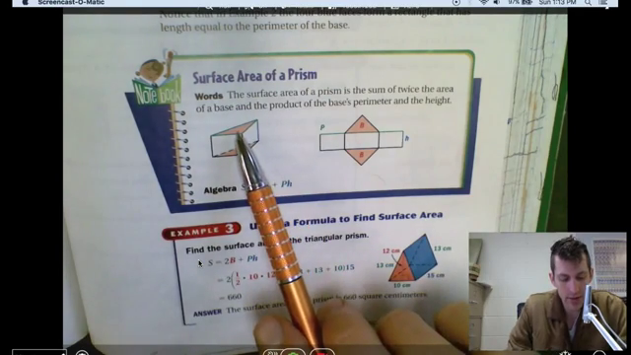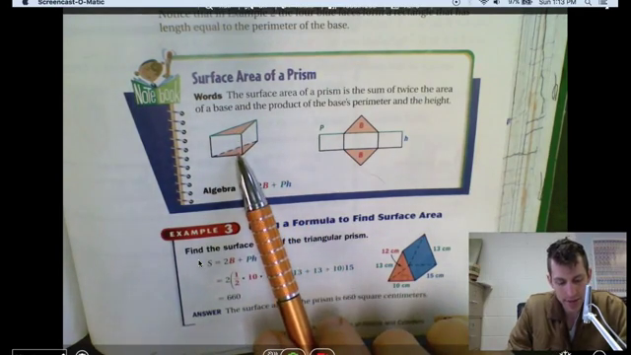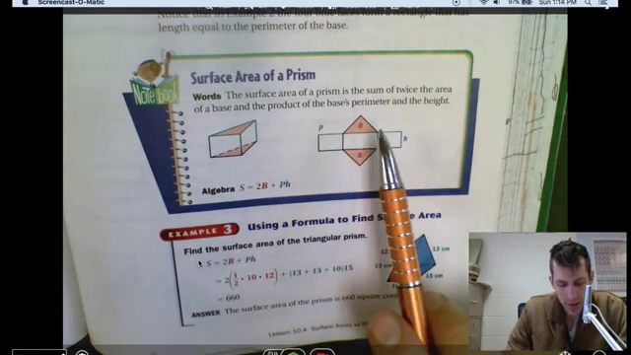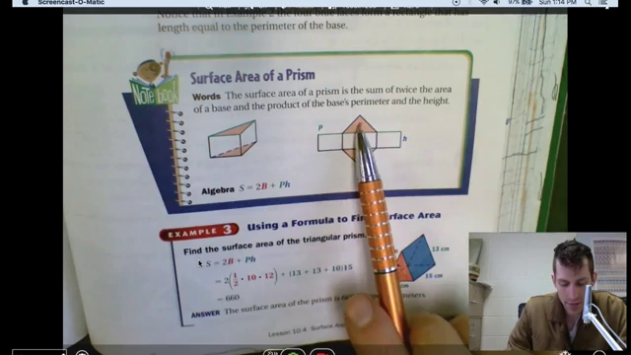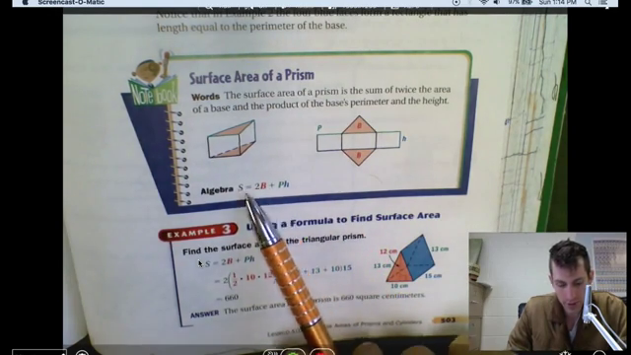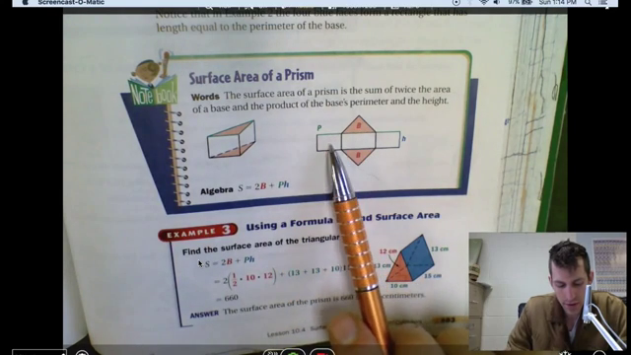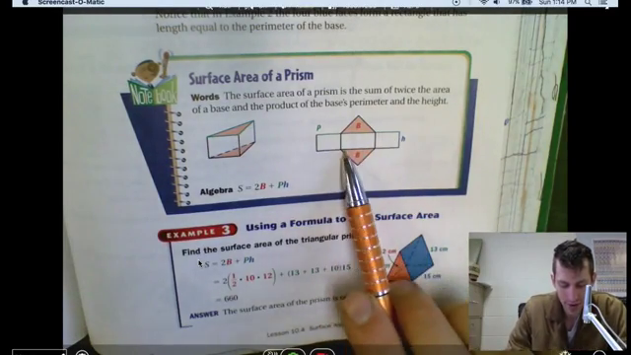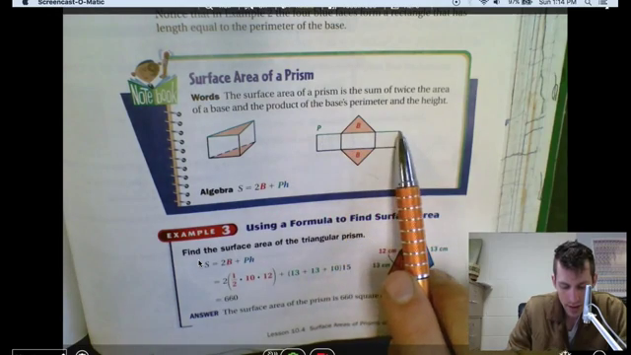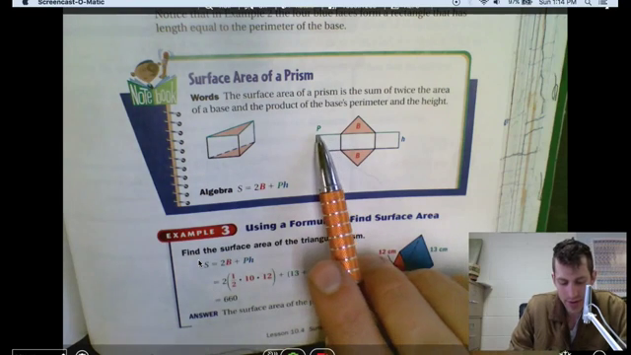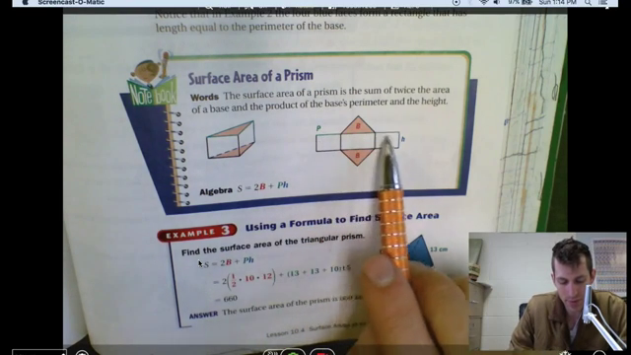A prism has a base, and then another base down on the bottom just like it, and then it's got the rectangular sides. So you need to find the area of this base, and the area of that base, so 2 bases, 2 times B. And you need to find the area of each of the rectangular sides, which can all be added together as one big length and one width. Now in this case, the P stands for perimeter.